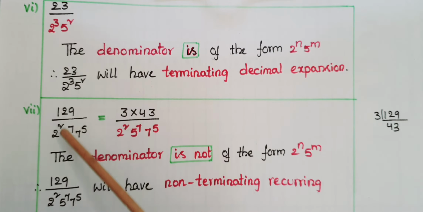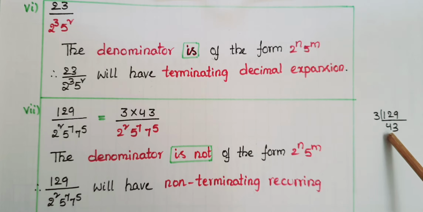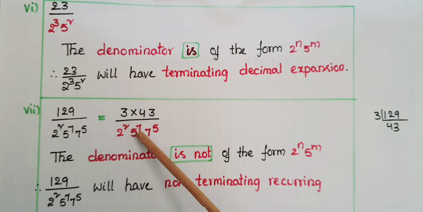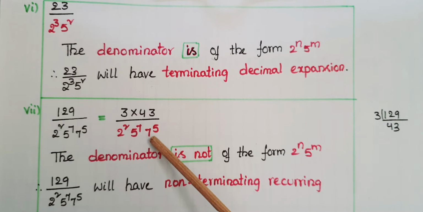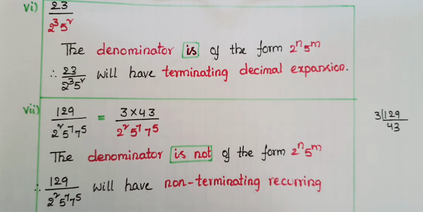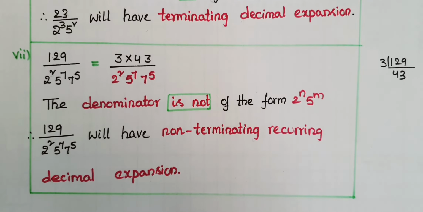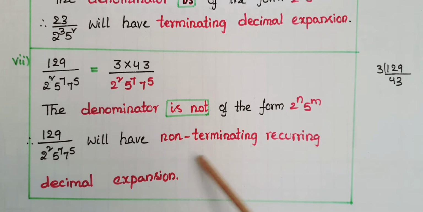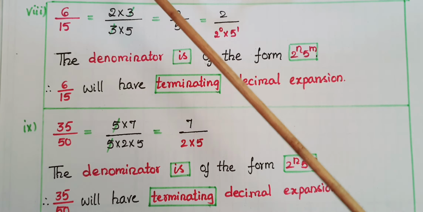Next one is 129 by 2 square into 5 to the power of 7 into 7 to the power of 5. 129 you can write as 3 into 43. So 3 into 43 by 2 square into 5 to the power of 7 into 7 to the power of 5. So here the denominator is not of the form 2 to the power of n into 5 to the power of m. Therefore, 129 by 2 square into 5 to the power of 7 into 7 to the power of 5 will have non-terminating recurring decimal expansion. Next one is 6 by 15.